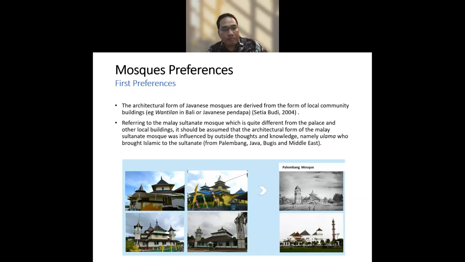As I mentioned before, from Palembang, Java, Bugis, and the Middle East. Ulama who bring and teach Islamic teaching have an important role in mosque architecture. For example, the architectural form of the mosque with a stupa on the top of the roof can also be seen in the mosque in Palembang, which is earlier than the mosque in Kalimantan. So some of the forms in Palembang mosques are currently used in mosques in Kalimantan too.